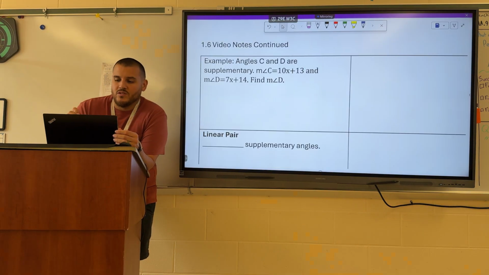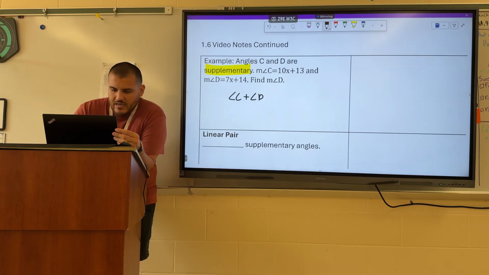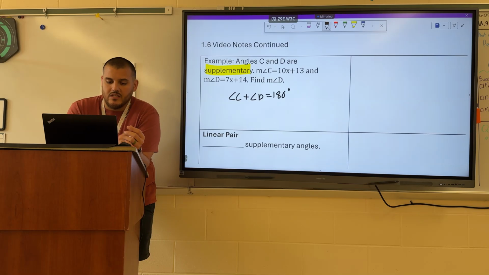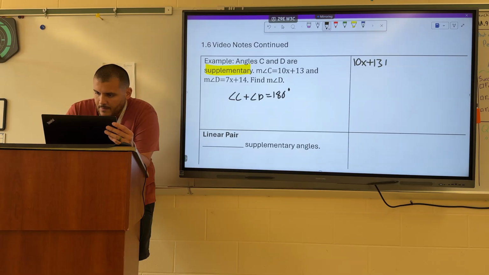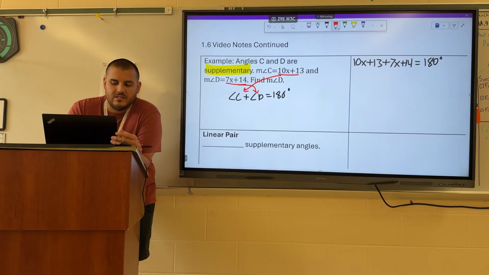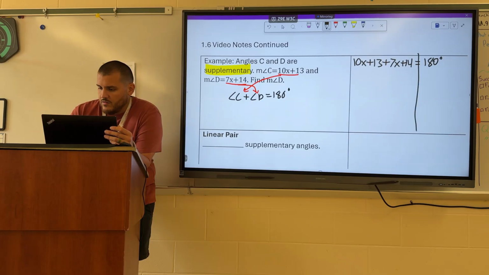In our next example, we're told that angles C and D are, again, supplementary. So we know from the jump that angle C plus angle D have to add up to 180 degrees. We're given expressions for C and D that we're just going to plug into this equation. So angle C we know is 10x plus 13 plus angle D, which we know is 7x plus 14, equals 180 degrees. So again, all we've done is take these values and plug them into our equation for C and D. Now we're doing algebra to solve for x.